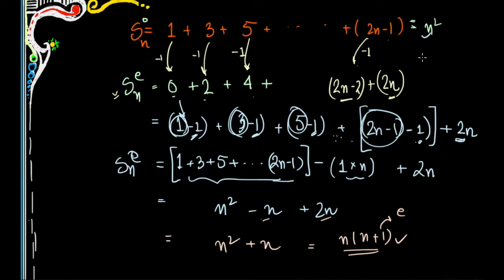So for odd numbers, we have n squared, but for even numbers, we have n squared plus n, or n into n plus 1. So that is how you can actually use this expression that you have found out to get another way to get the sum of another sequence that clearly depends on these sequences.